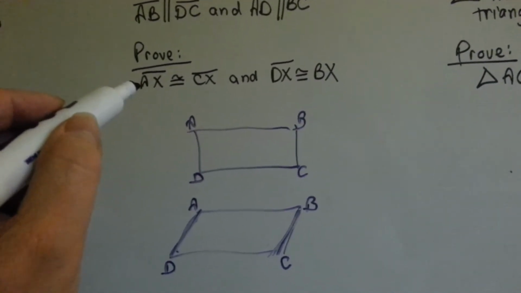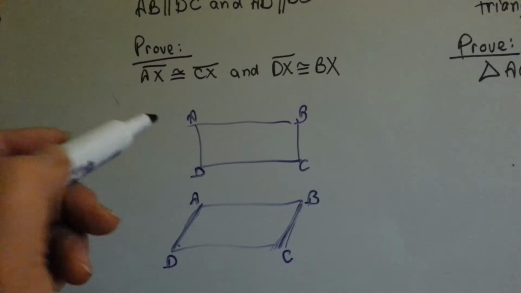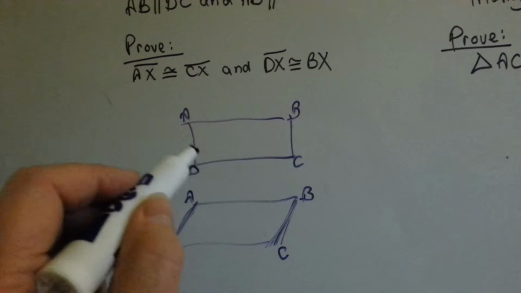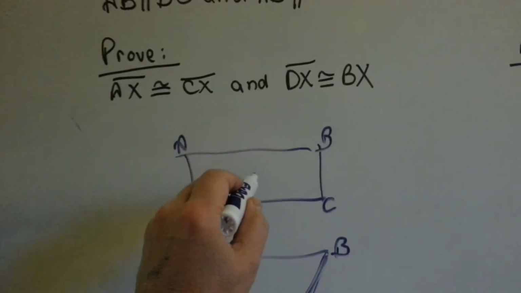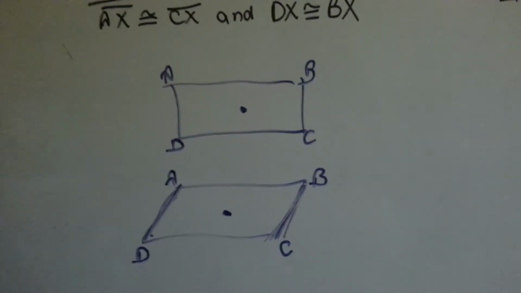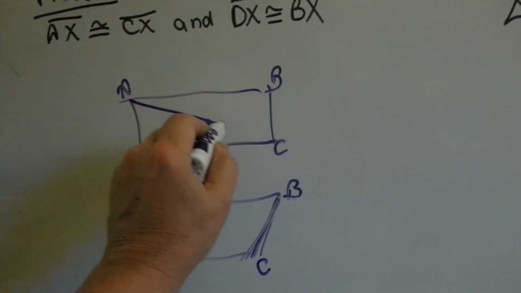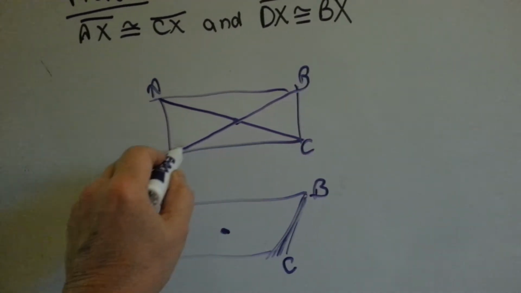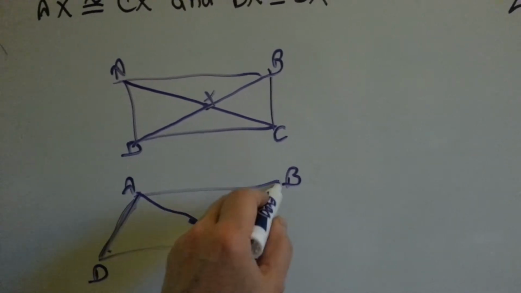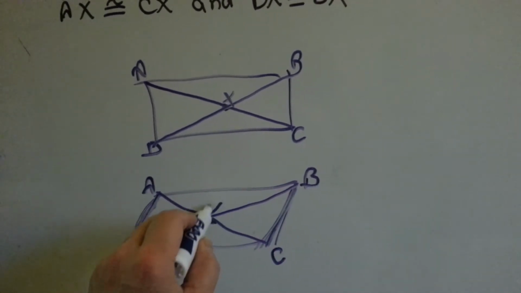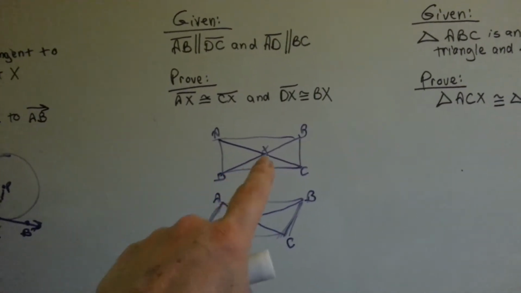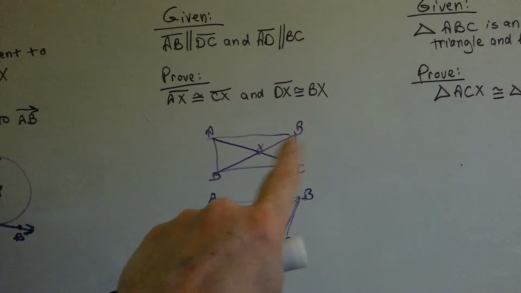You need to prove that line AX is congruent to CX. You know what I would say? I would say we're dealing with diagonals and midpoints. Line DX is congruent to BX.